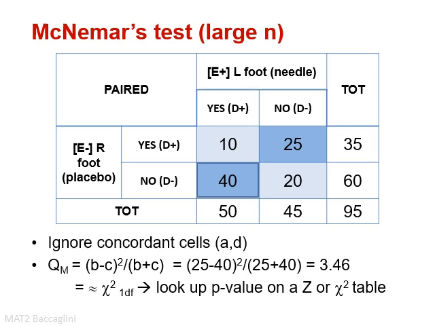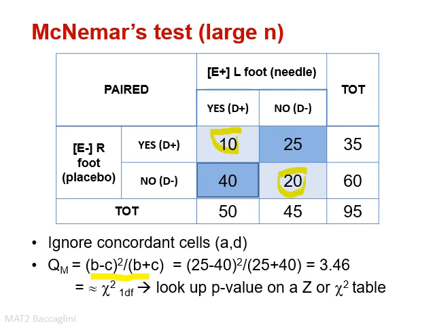To conduct a McNemar's test, you will ignore the concordant cells. This will be the cells A and D, these cells right here. These do not provide any information. And in fact, if you have a very large number of these cells, you're not going to get much better power.